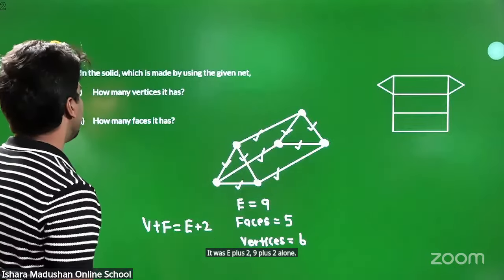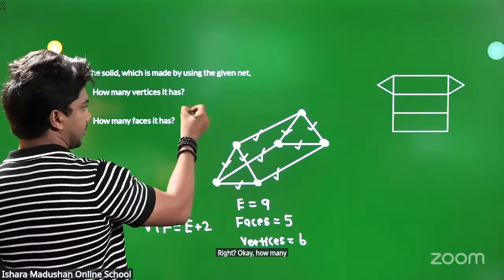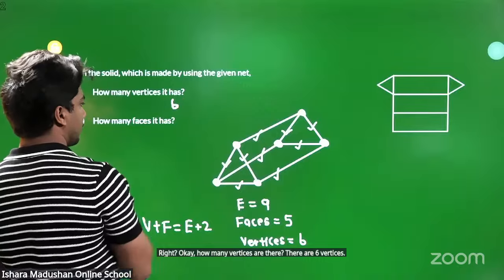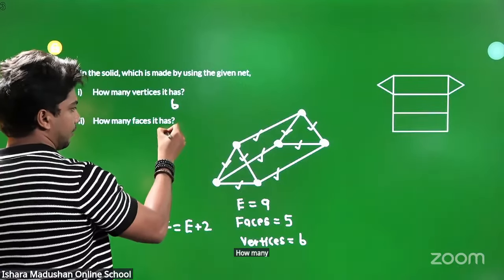Right? Okay, how many vertices are there? There are 6 vertices. How many faces are there? There are 5 faces.